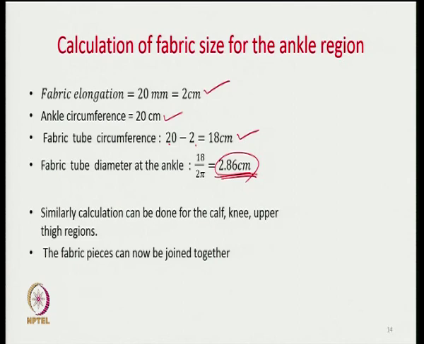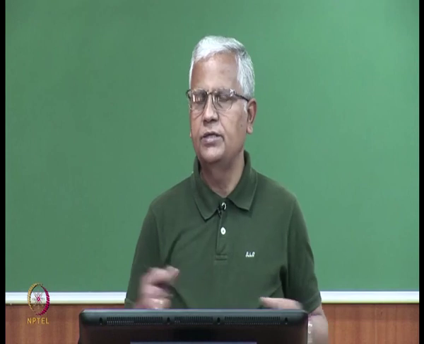If the fabrics are different, the load elongation diagram will be different, and therefore, we will end up with some other value. Suppose the fabric is easy to extend, then we will be needing much more elongation on the fabric, and therefore, the fabric tube diameter in that case has to be less. And if the fabric is such that it takes a lot of force to deform it by a certain amount, then less deformation is required.